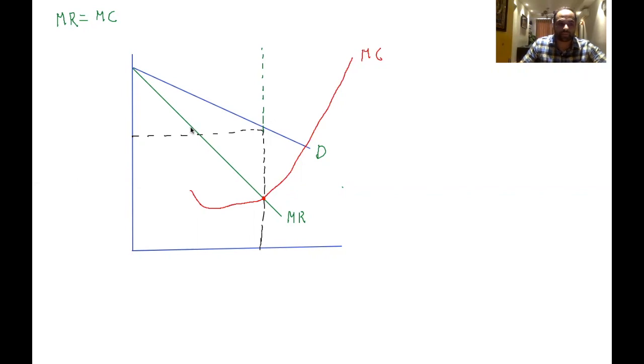Average cost is going to be like this. That's your average total cost, which is fixed plus variable. So this point, this point, this point. So that's your profit area point.